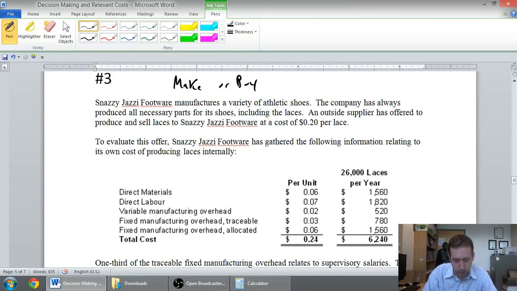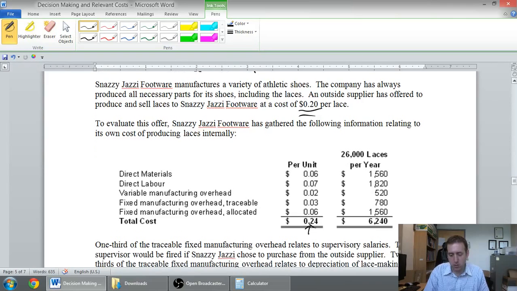So they put together this list and they say, oh, look, our cost is 24 cents. So compared to their cost, which is 20 cents, maybe I should buy. All right, maybe I should buy it. If the cost to make it for me is 24, they can do it cheaper. Maybe my choice is to buy.